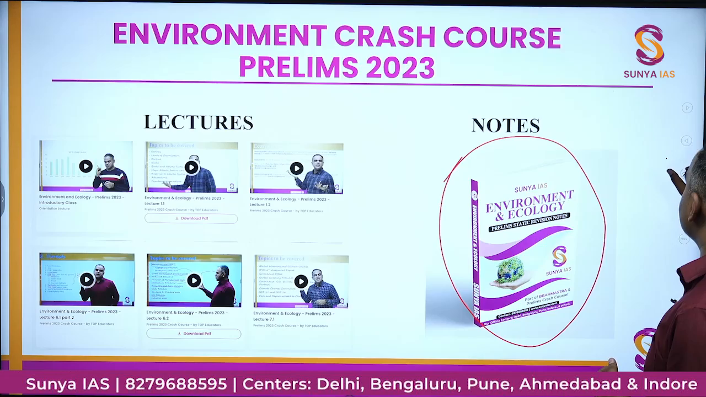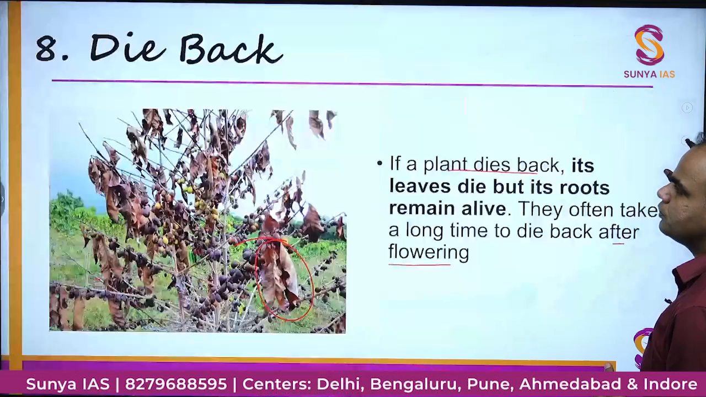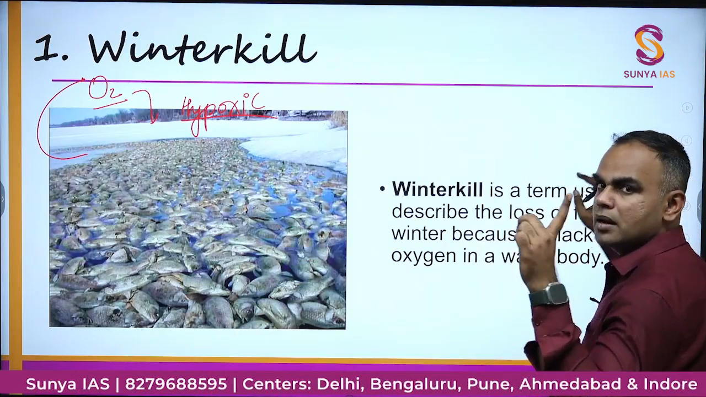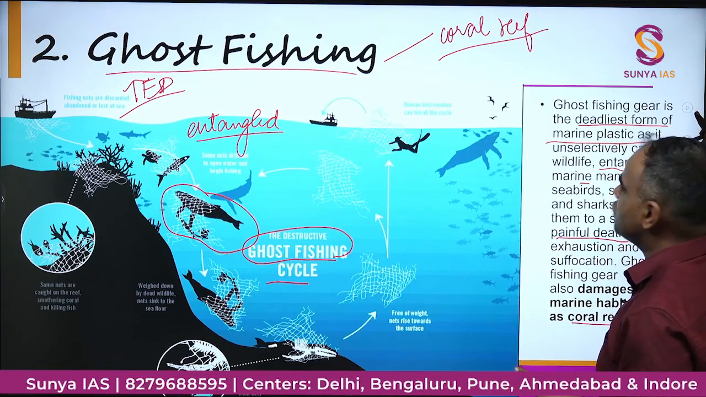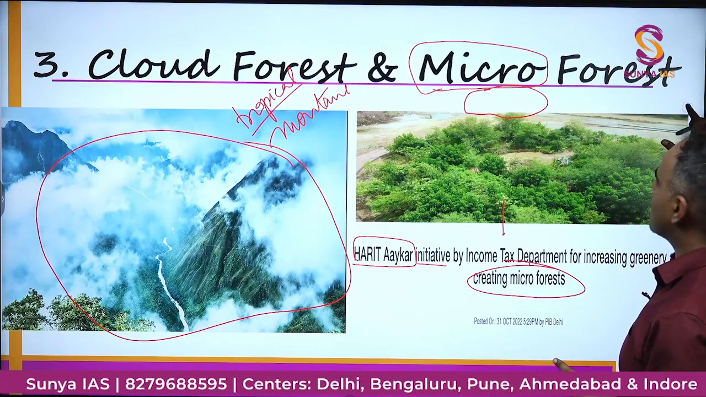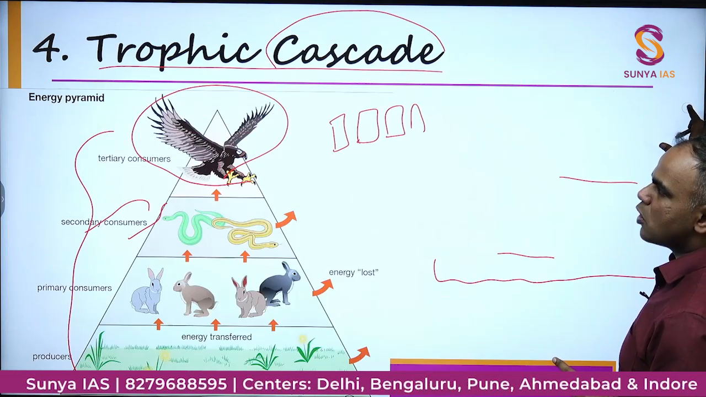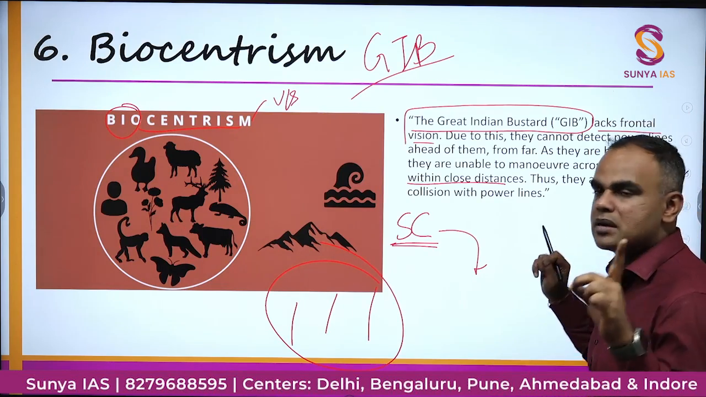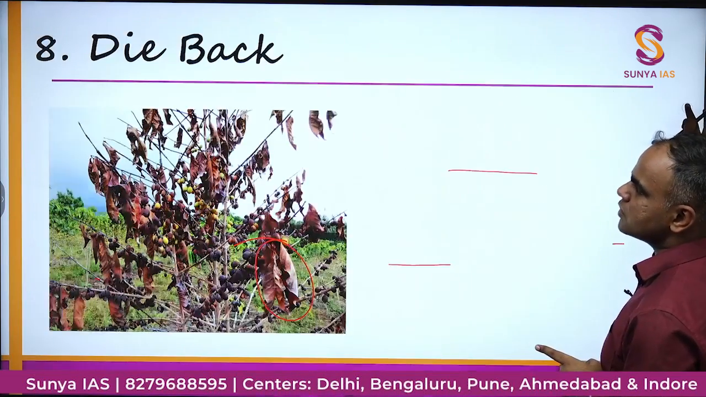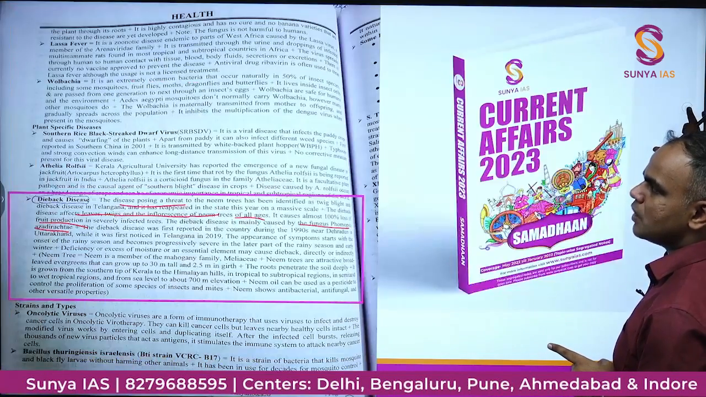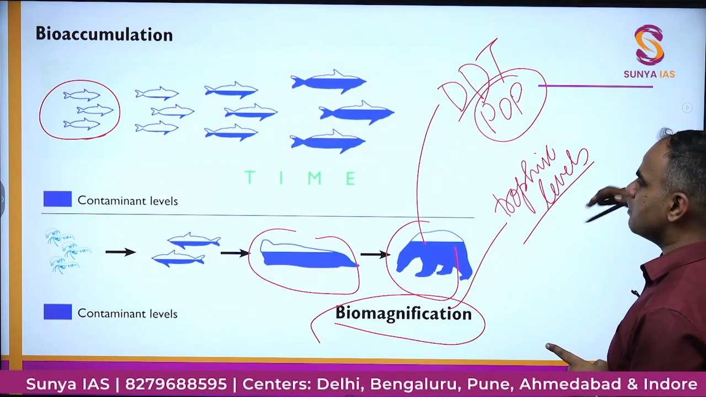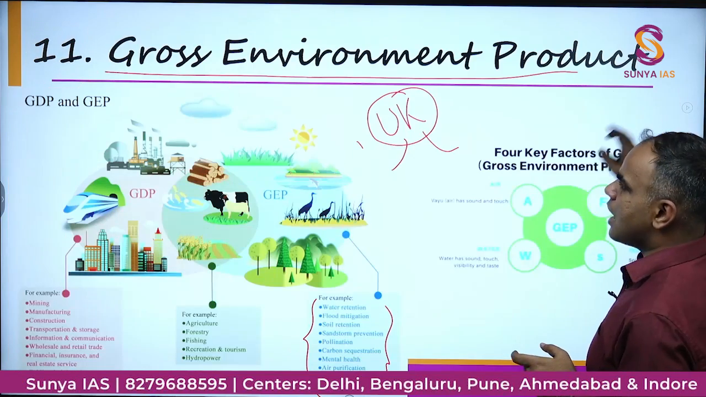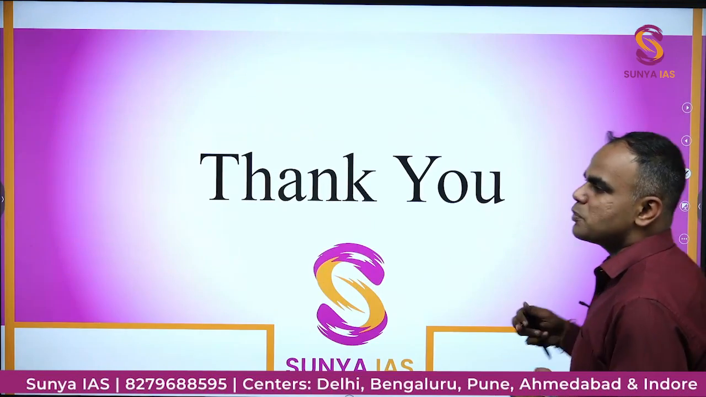Fine. So let me recap what we have done so far in this part 2. We saw a lot of terms. We started the lecture with Winterkill. Then we saw what is ghost fishing, what is cloud forest, what is microforest. Then we saw Yadari model, Trophic Cascade, shallow and deep ecology, biocentrism as a principle, mass extinctions, ecological amplitude, dieback. We saw bioconcentration, bioaccumulation, biomagnification, phytoremediation, bioremediation, oil spills, etc. And we ended the discussion with gross environment product.